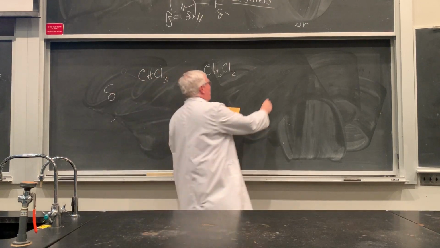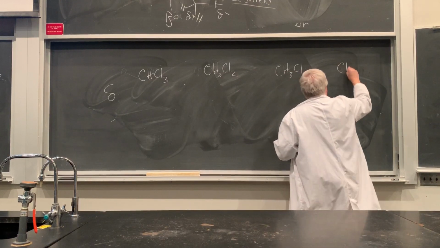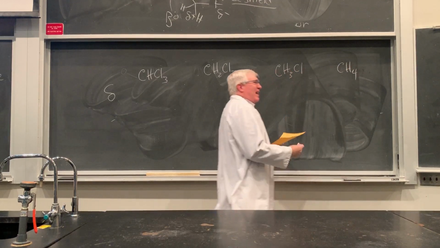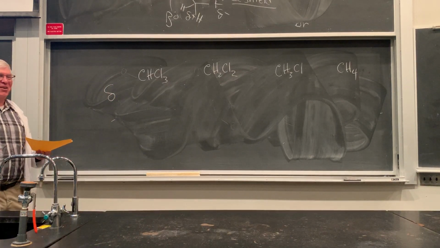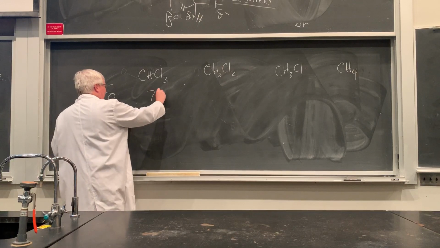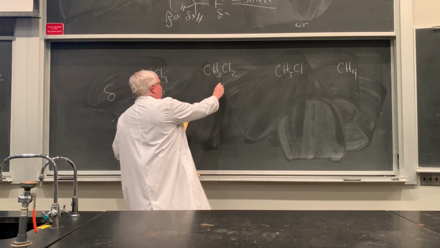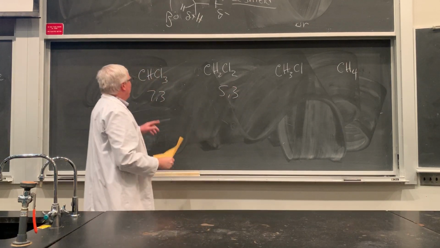Dichloromethane, and we've already seen chloromethane, and let's compare this to methane. Now methane and ethane are hard to do because they're gases, but you can condense them, pressurize them in the tube, do the NMR. Chloroform's fine, it's a liquid, 7.3 ppm. 5.3 for methylene chloride. So what do we notice here?